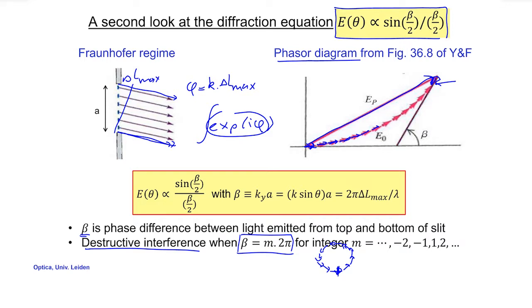If you, as we did, use the central beam as the reference, then you might like to draw the phasors as a series of small arrows, and then you get destructive interference if the contributions of all these phasors fill the unit circle. Again, beta is m times 2 pi.